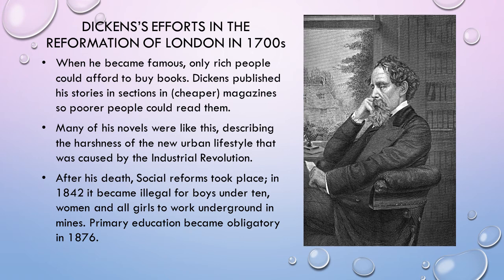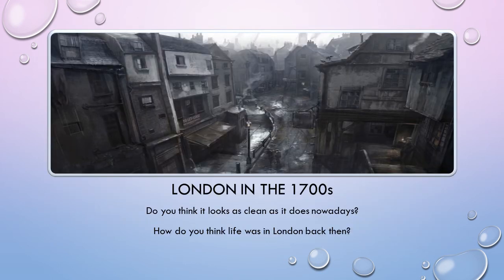After his death, social reforms took place. In 1842, it became illegal for boys under 10 and women and all girls to work underground in mines. And primary education became obligatory in 1876. So he really changed London back then.